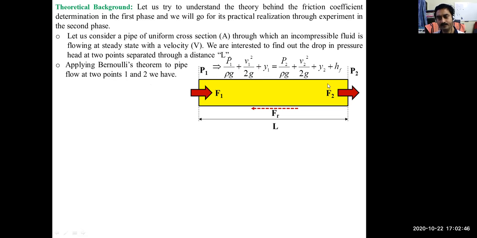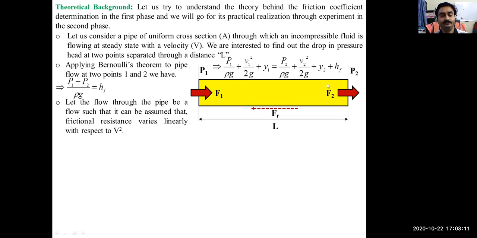HF is the head loss, you know that. Both these points 1 and 2 are at the same datum level, so Y1 is equal to Y2. And as you see, the velocity is also the same: V1 is equal to V2 is equal to V. So V1 square by 2g and V2 square by 2g will cancel out. Ultimately, I'll be leading to this equation: P1 minus P2 by rho g is equal to HF. HF is the drop of pressure head.